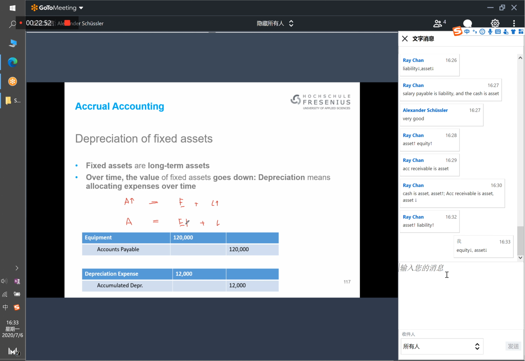Depreciation expense. An expense decreases our equity, and exactly, Liang, very good. Asset goes down. Yeah, accumulated depreciation is an asset. More specifically, it's a contra asset, and it reduces the book value of the asset. So again, our accounting equation in both cases is in balance.